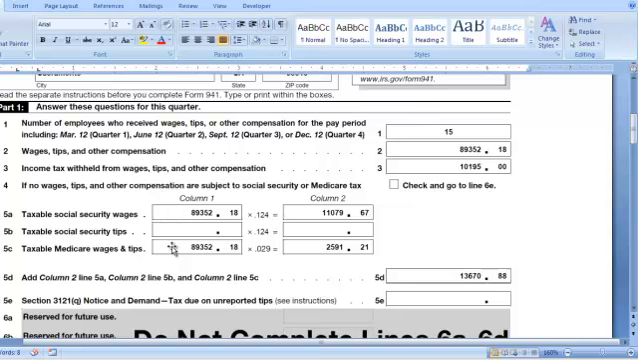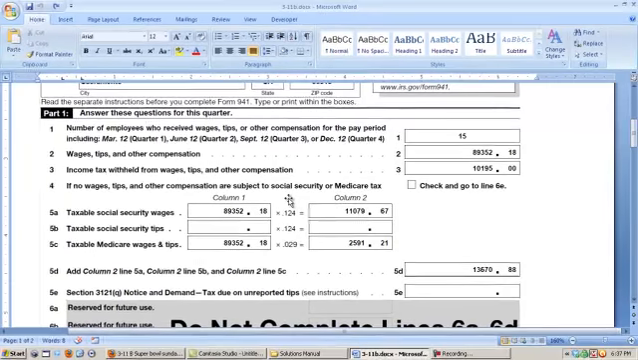So we simply multiply the total amount that was taxable for Social Security. Same thing for Medicare. We multiply those by their respective percentages. So 12.4% for both halves, employer and employee, we're looking at $11,079.67. For Medicare, we're looking at $2,591.21. Okay? If we add those two together, we're looking at $13,670.88. 88 cents, I'm sorry.